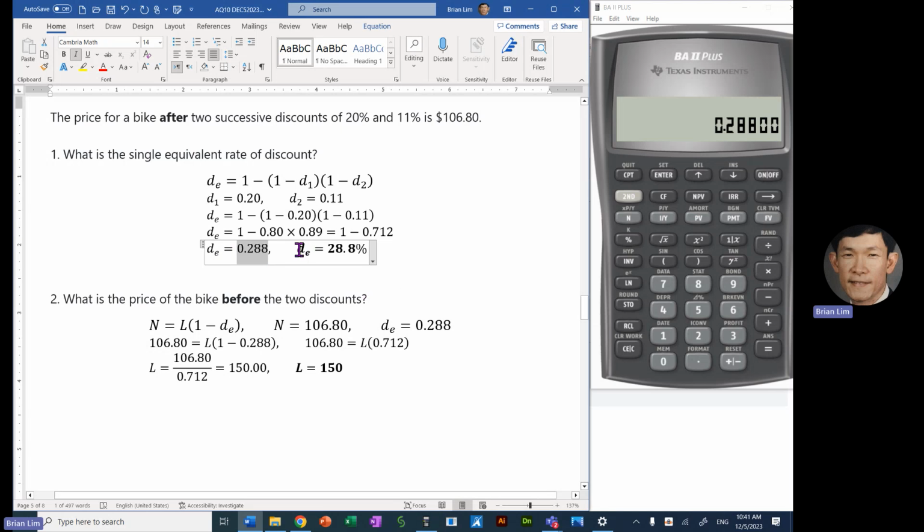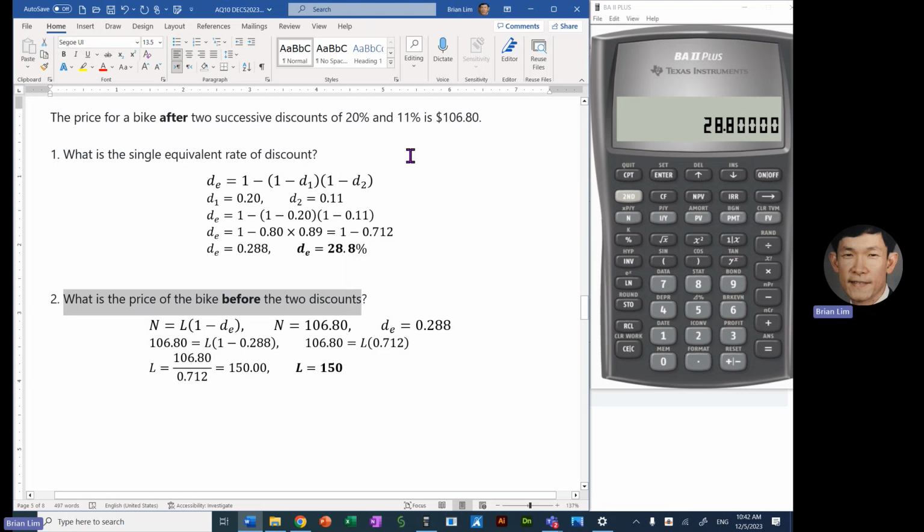And if we wish to get the percentage, we multiply by 100. We don't have a reverse converter to convert to percent. Sorry, but we have to do it manually, multiply by 100, and then we get 28.80. All right, and that gives us the answer. That's the single equivalent rate of discount, and if you want it expressed as a percent, there it is, 28.8.